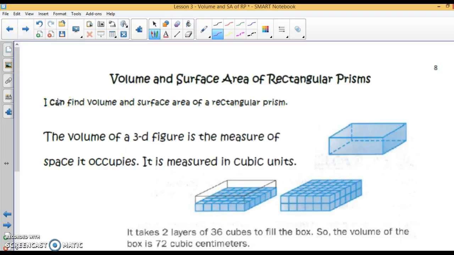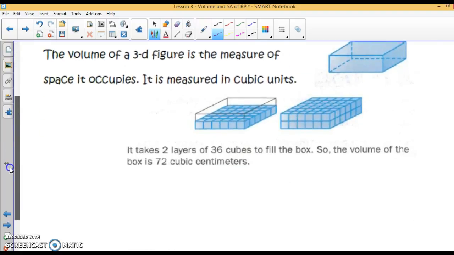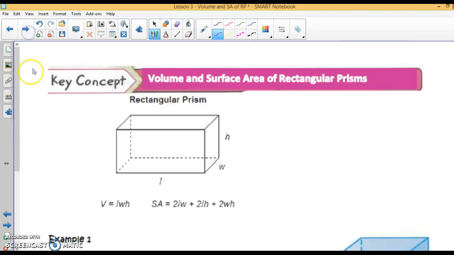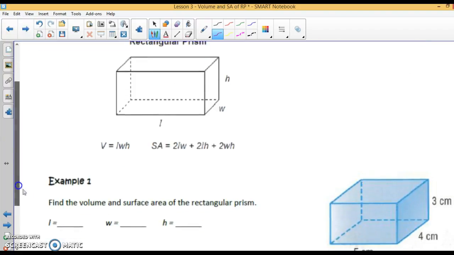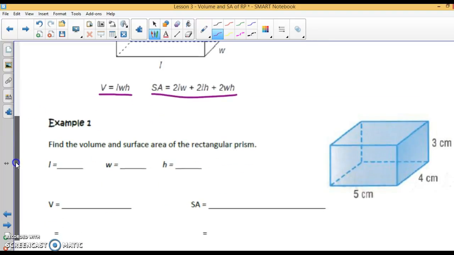All right, volume and surface area of rectangular prisms. You are looking on your formula sheet. Volume is length times width times height, and surface area, 2LW plus 2LH plus 2WH. I think volume is super easy. Surface area, you just need to keep track of where you substituted what.